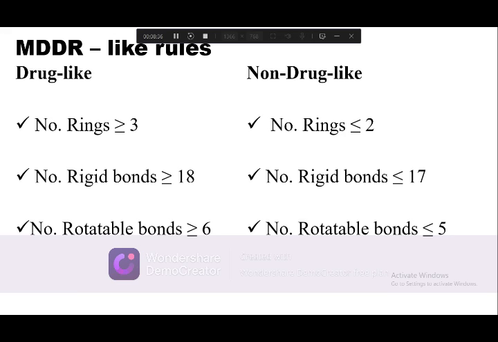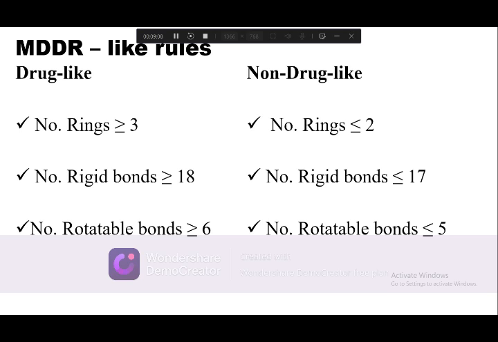We have another rule, MDDR-like rules. The researchers classified compounds as either drug-like or non-drug-like. You can see the number of rings: equal to or above 3 for drug-like, and for non-drug-like, equal to or less than 2.